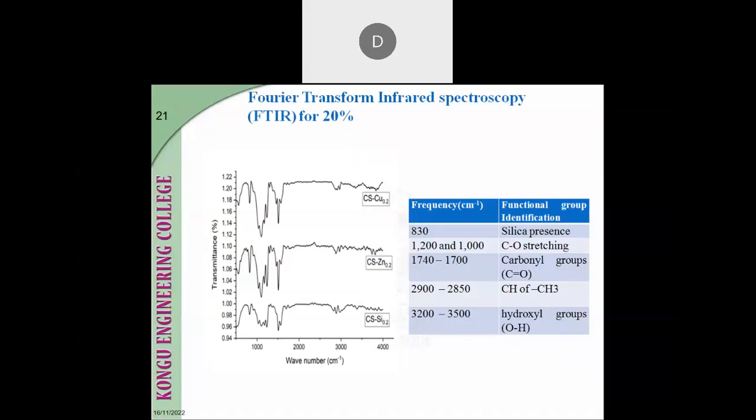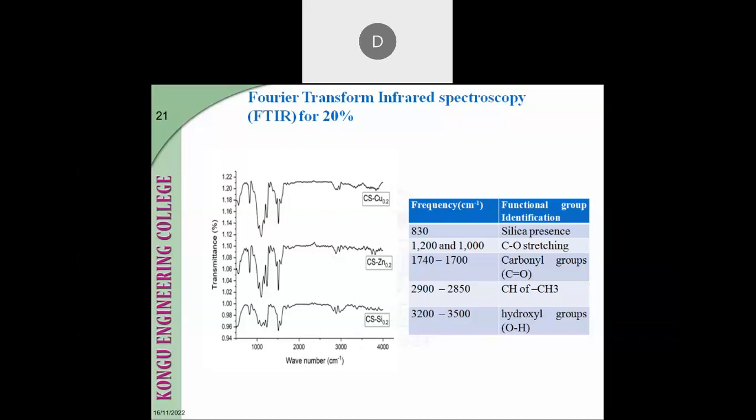And of course, next we will discuss the FTIR. The FTIR was also conducted. This is also another important study. This should be analyzed in order to identify the electrochemical behavior on electrodes. This represents the FTIR analysis for the 20% metal biochar electrodes. And we have given the frequency and functional group identification, everything.